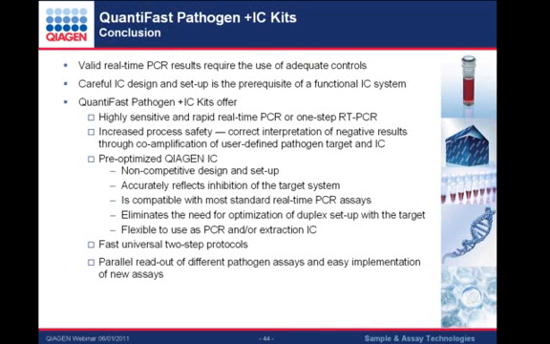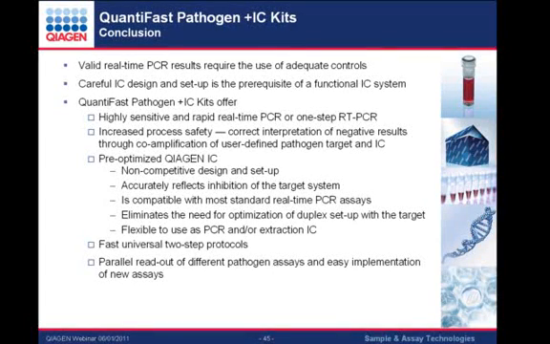So, as a conclusion, valid real-time PCR results require the use of adequate controls, and careful internal control design and setup is the prerequisite of a functional internal control system. The new Quantifast Pathogen+IC kits provide highly sensitive and fast real-time PCR or one-step RT-PCR. They increase process safety because the kits allow the correct interpretation of negative results through co-amplification of the user-defined pathogen target and the internal control.